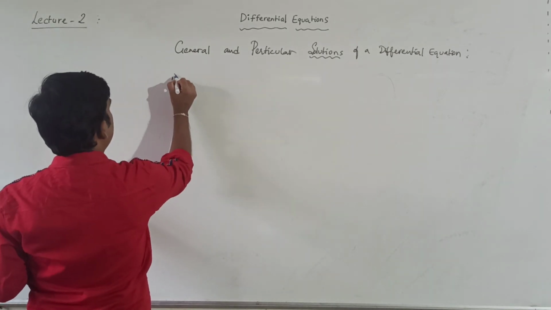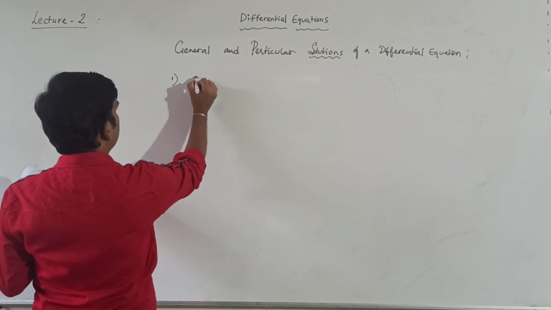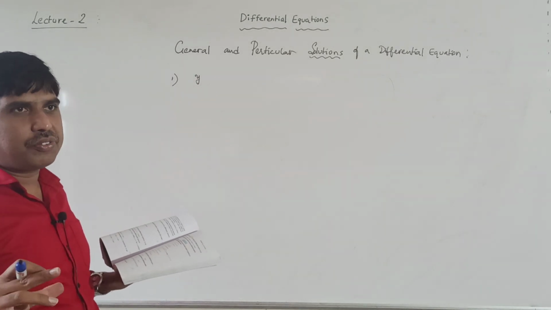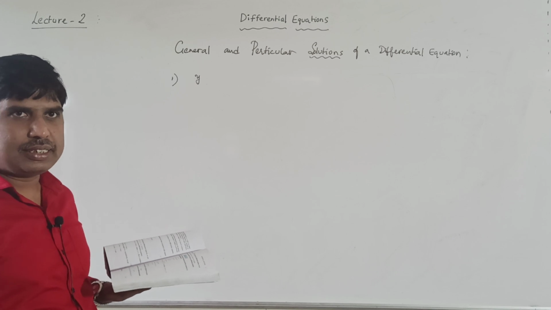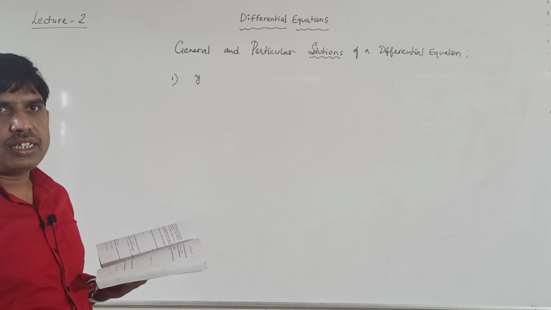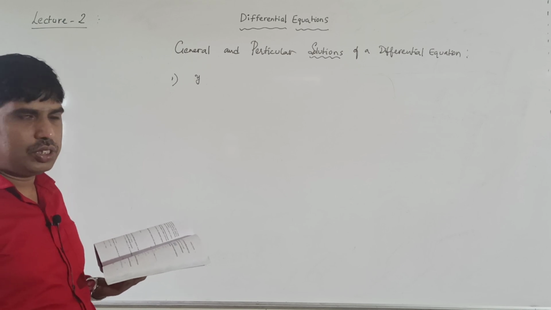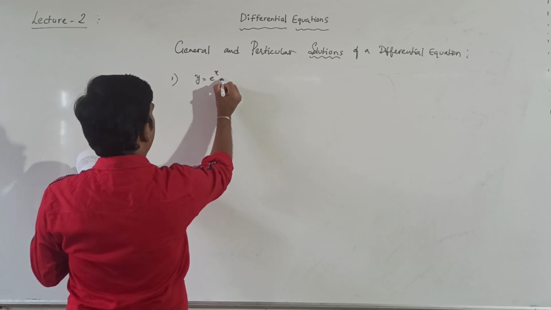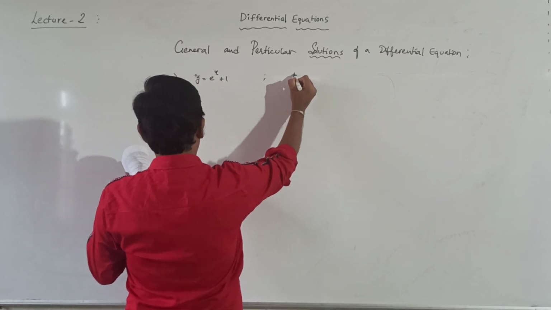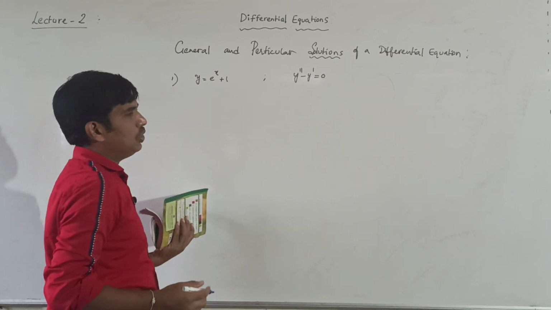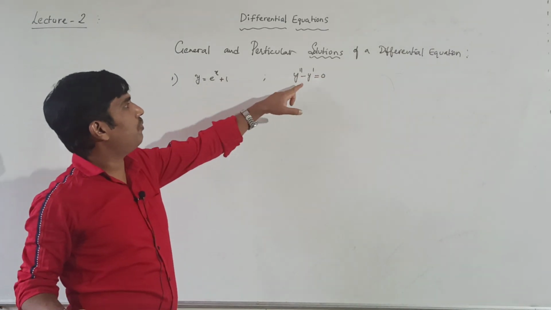In the next exercise, some problems we'll discuss in today's class. We'll continue in the next class. We cannot complete the total exercise in this session, so 2 or 3 problems I will discuss. Further problems we can discuss in the next class. Okay. So first one, y is equal to e power x plus 1. The corresponding differential equation given is y double dash minus y dash is equal to 0. Is this a solution for this one or not?